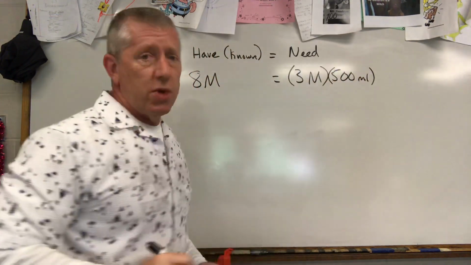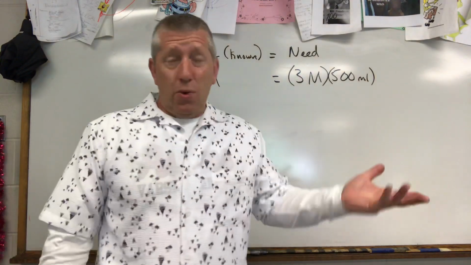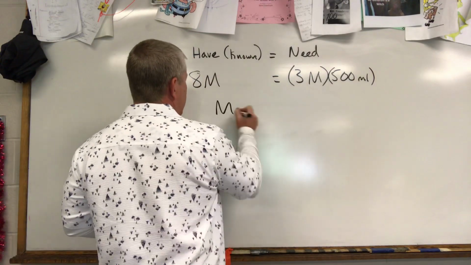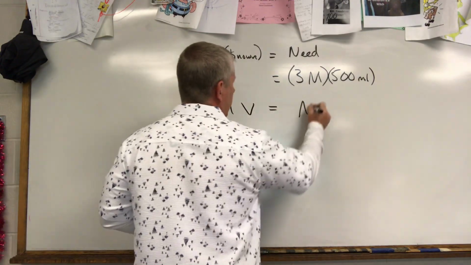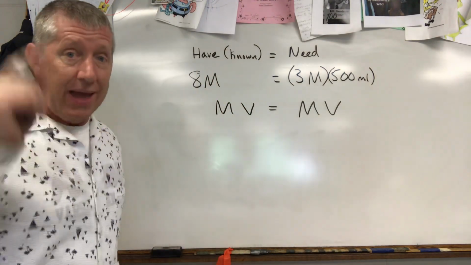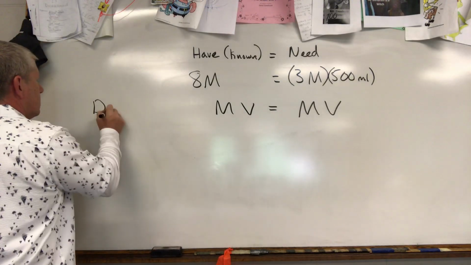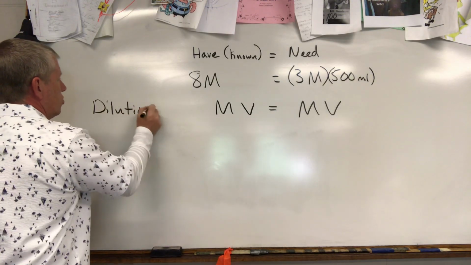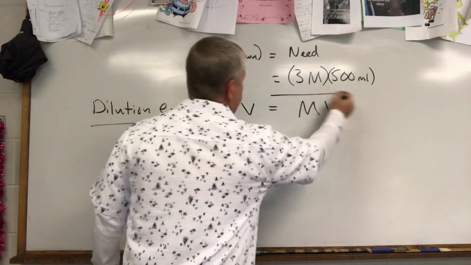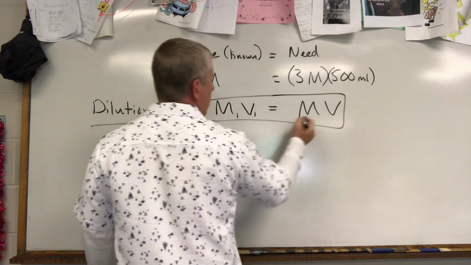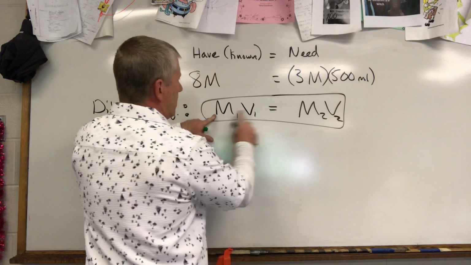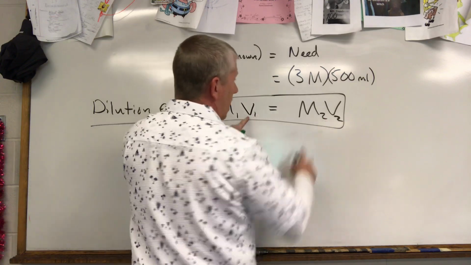What I'm doing is I'm using what's called the dilution equation. It's a simple equation. I'll put it down for you. It's molarity times volume equals molarity times volume. It's the dilution equation. Dilution, D-I-L-U-T-I-O-N. I'll write it down. Dilution equation. Here it is. M1 V1 equals M2 V2. That means the concentration in molarity and the volumes of those solutions.